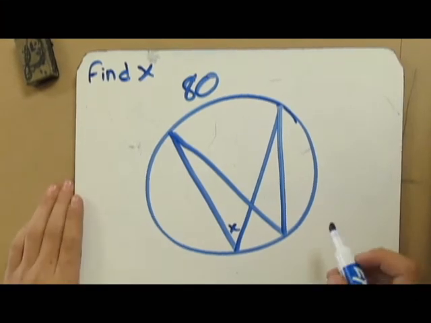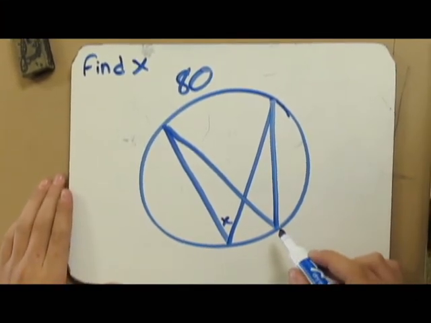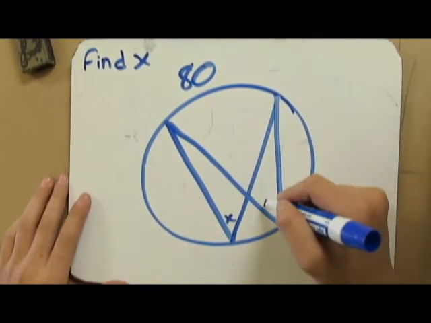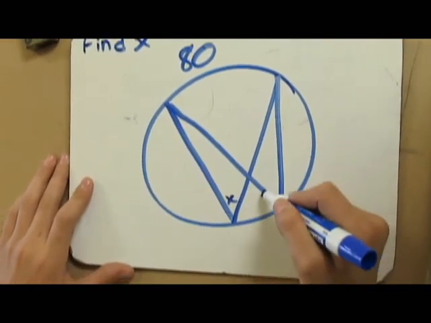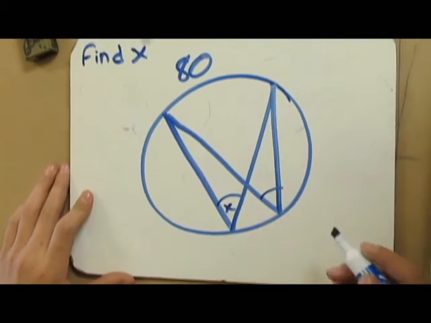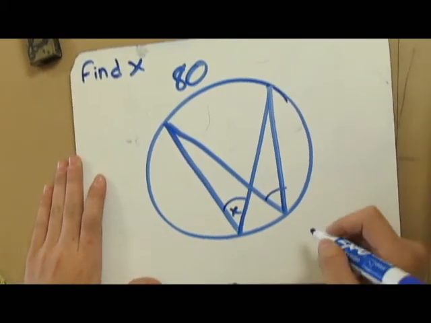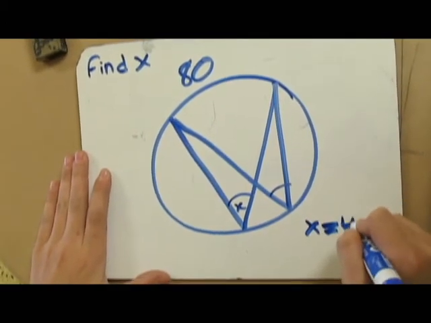To solve this problem, you can find the inscribed angle measure here, which would be 40, which would be equal to this because the theorem says that these two are congruent. So, x would equal 40.